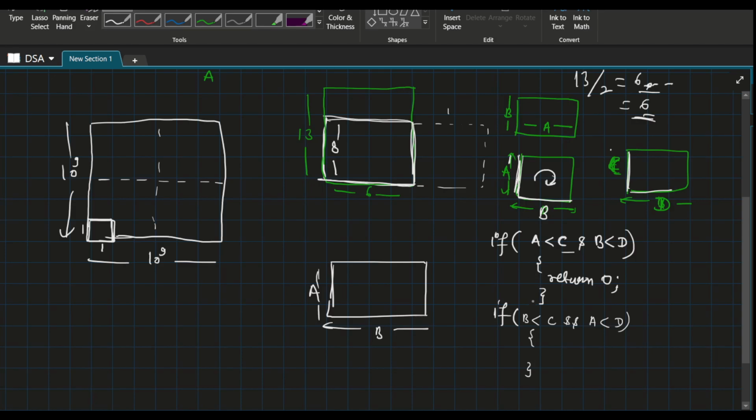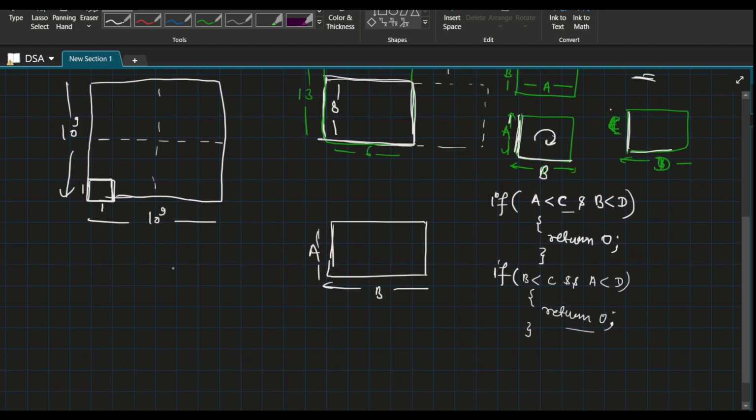And now we have to check the same condition again, and if this condition is satisfied, then also we do not need any move. We can simply return 0. Okay, so these are the two cases.